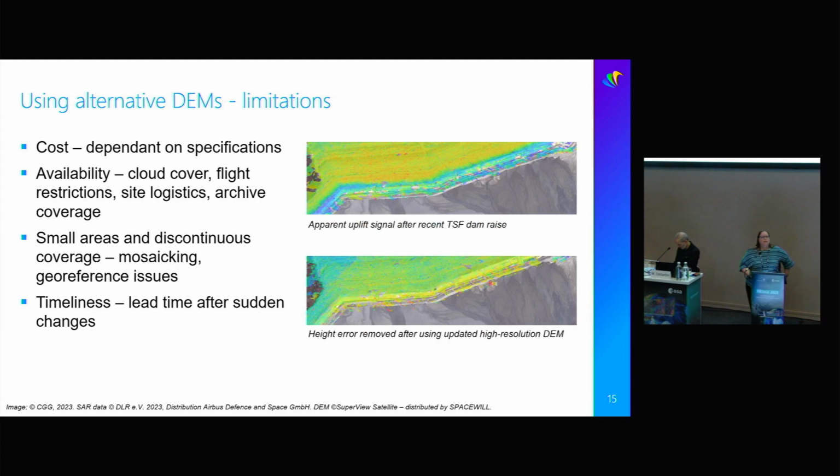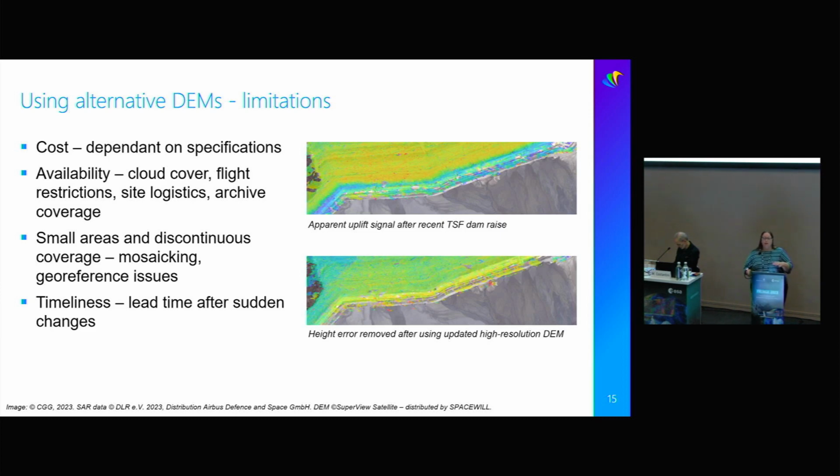And just as an example of what I mean by when an area becomes coherent after a change, this is a tailings storage facility which has recently undergone a dam raise. So they've added material onto the top of an existing tailings dam. And you can see the first image we processed after the change.